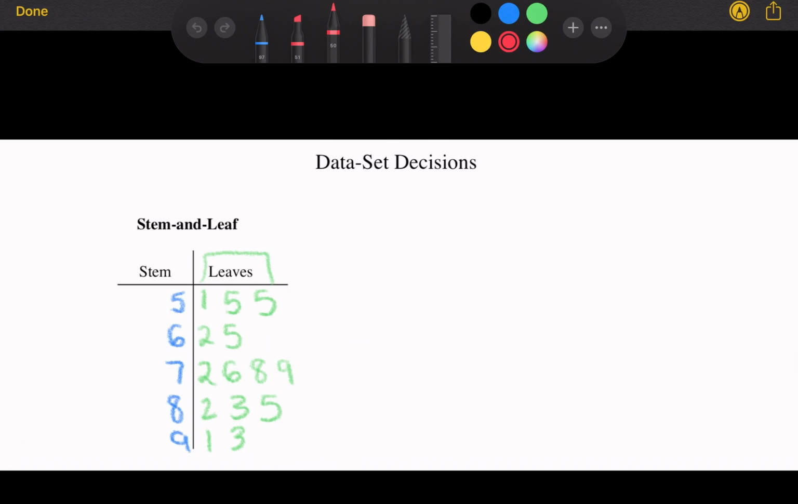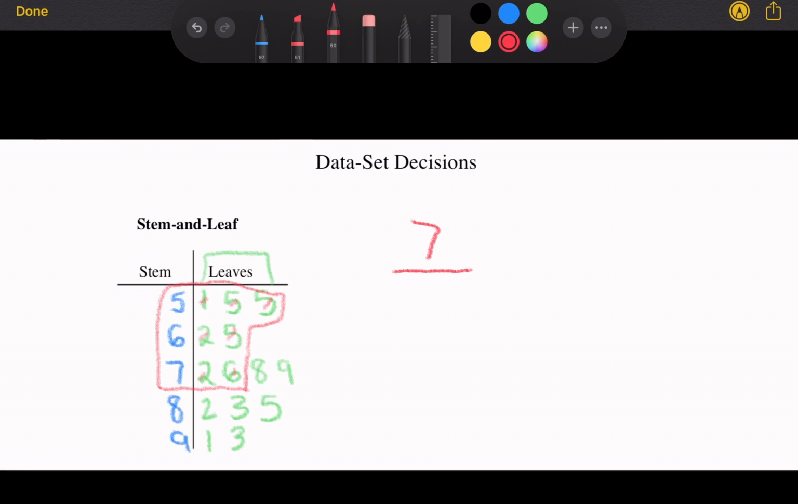And to find percentage, your numerator is how many numbers are less than 77. So let's count that up. Less than 77 would be all of these numbers here. So I'm going to count that up. I have 1, 2, 3, 4, 5, 6, 7. So I have 7 numbers that are less than 77.